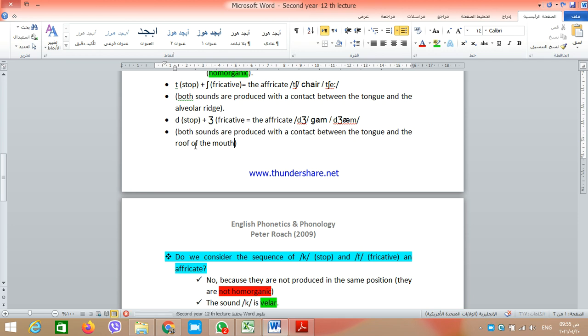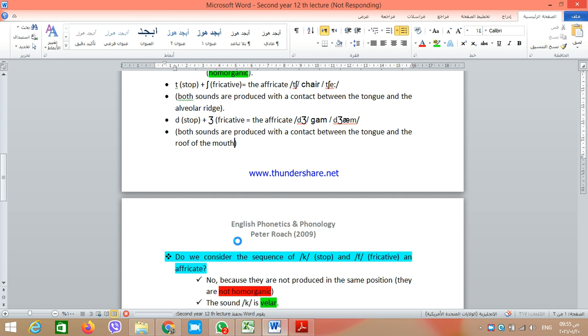Okay, so they are homorganic. Do we consider then the sequence of k, which is a stop sound, and f, which is a fricative sound, an affricate? Can we make k and f an affricate in the word breakfast, for example? Breakfast. Okay.